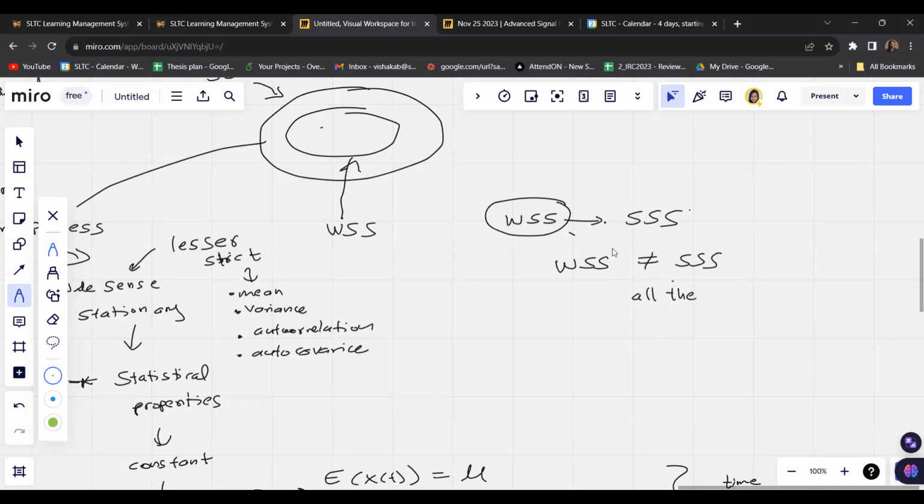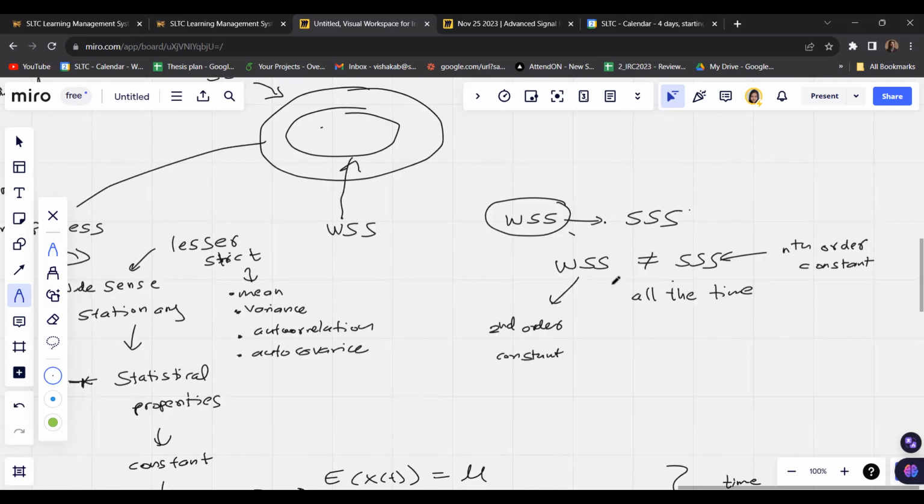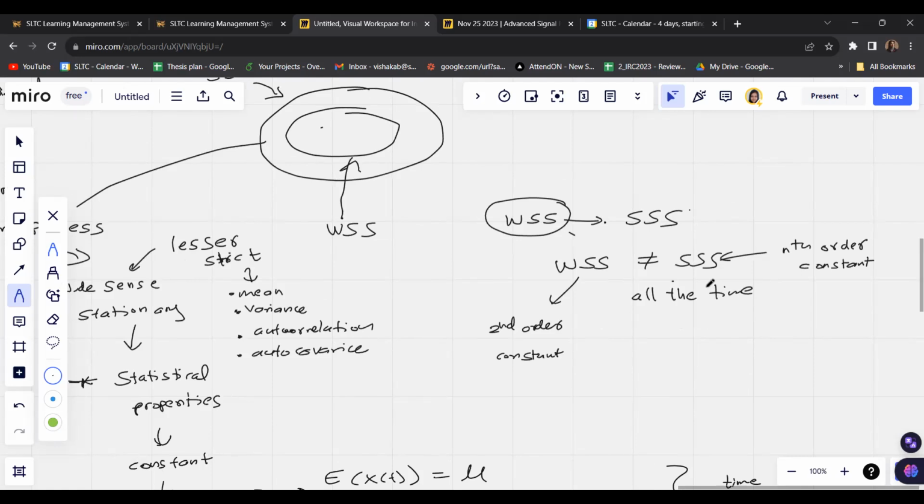This is not equal all the time, because in WSS only up to second order statistics are constant, whereas in SSS, the statistics up to nth order are constant, right? So up to nth order, these statistics are constant under the SSS scenario. With that, I think I have discussed mostly all about strict stationary and wide stationary processes.